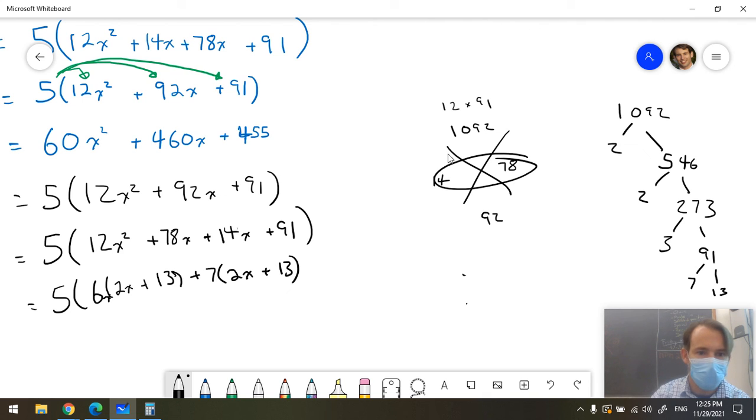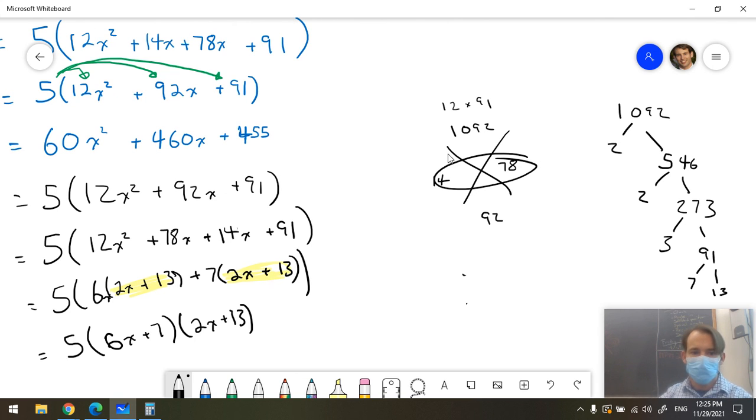Notice that this factor here and this factor here are the same. This factor here is the same as that factor there, so they factor out. And this gives us 5 times 6x plus 7 times 2x plus 13. And so now I know that a 5, a 6, a 7, and a 2, and a king were the 5 cards used in making this problem.